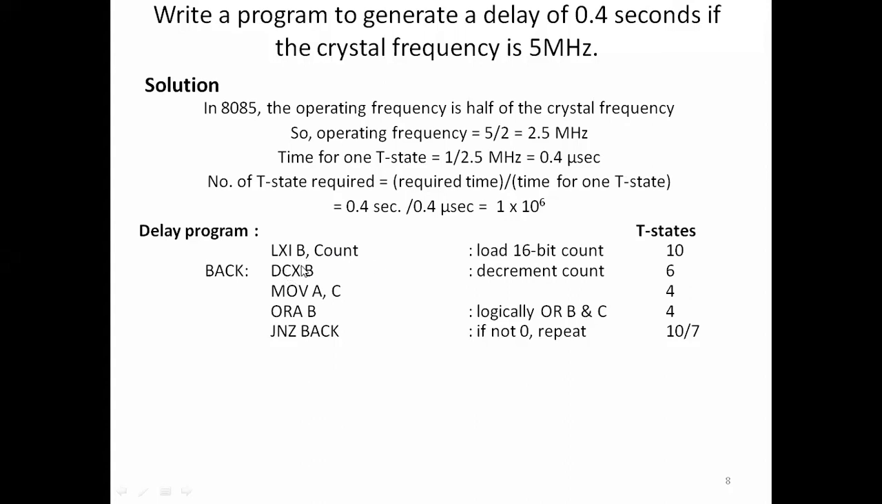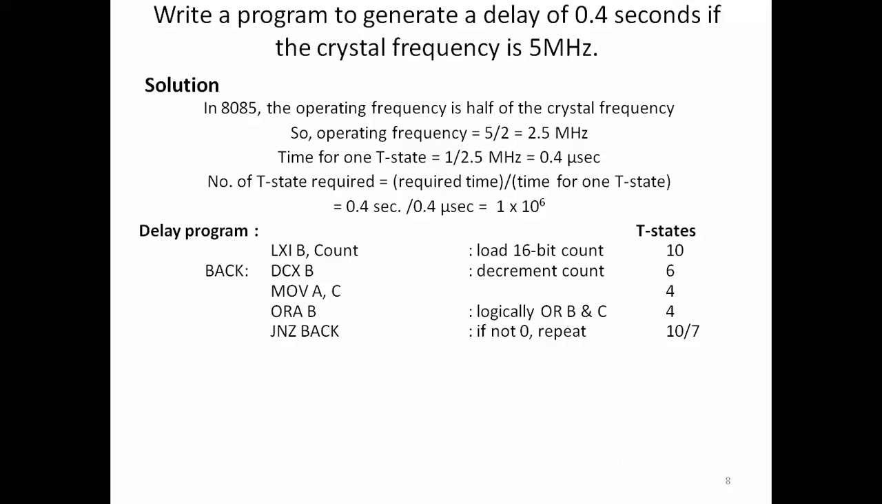First of all, we load the 16-bit count value into the BC pair, and it takes 10 T states. Why does it take 10 T states? 4 T states are consumed in fetching the opcode of LXI B, and since the count value is 16-bit, there are two memory read operations: 4 plus 3 plus 3, accounting for the total of 10 T states.